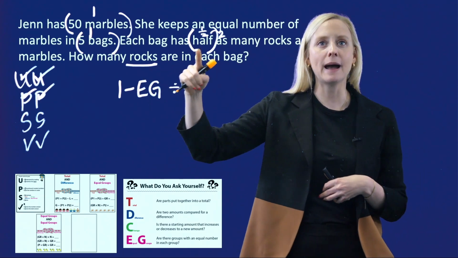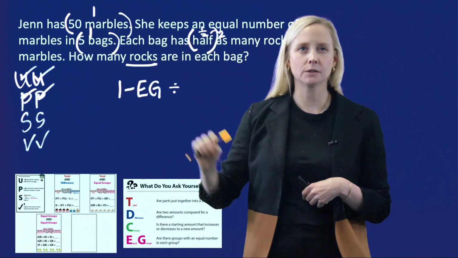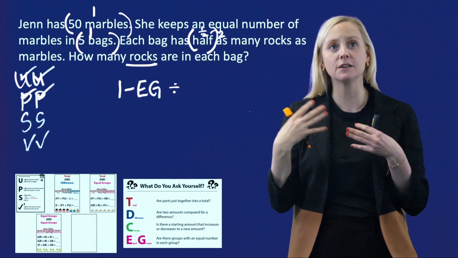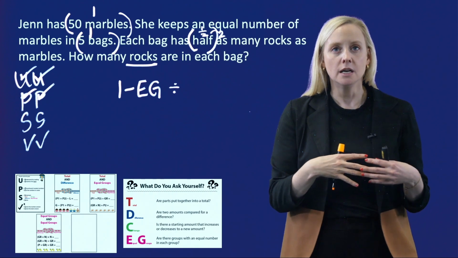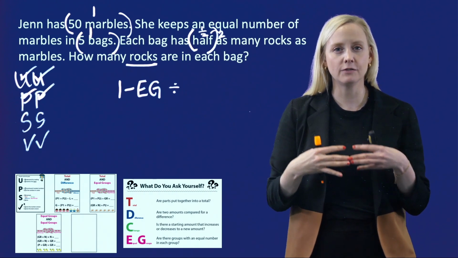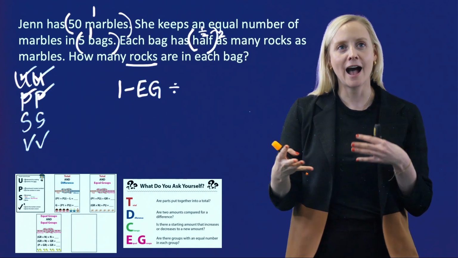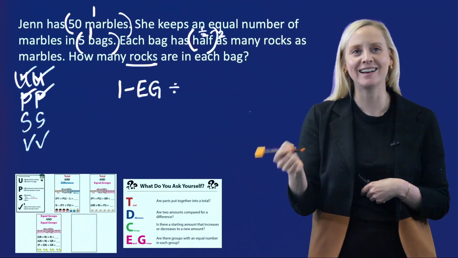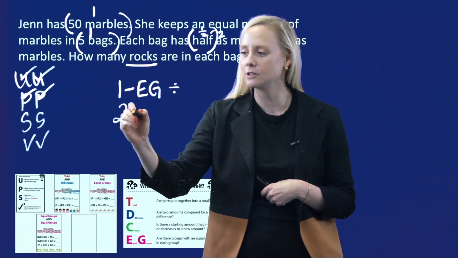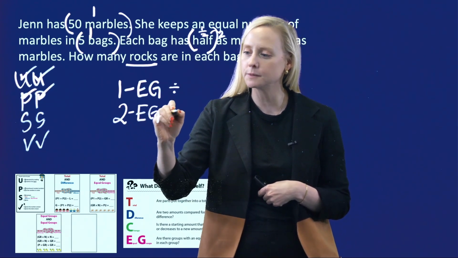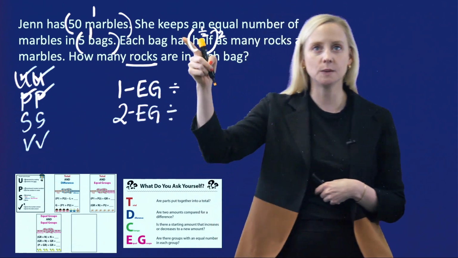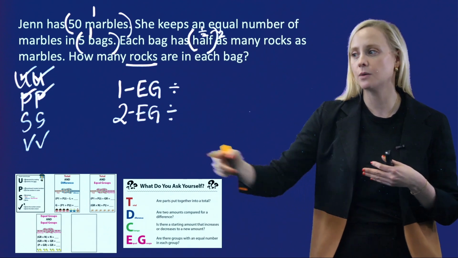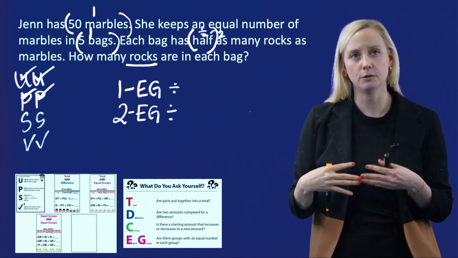Then it says each bag has half as many rocks as marbles. When I'm halving something, if I'm halving an apple, all that means is I'm dividing something into 2. So here I'm dividing the marbles into 2 to find out how many rocks we have. So I'm going to put a 2. This is also equal groups, and we're also dividing because we see half. That means we're going to be dividing by 2. And that's another indication that we have an equal group schema with a known product.